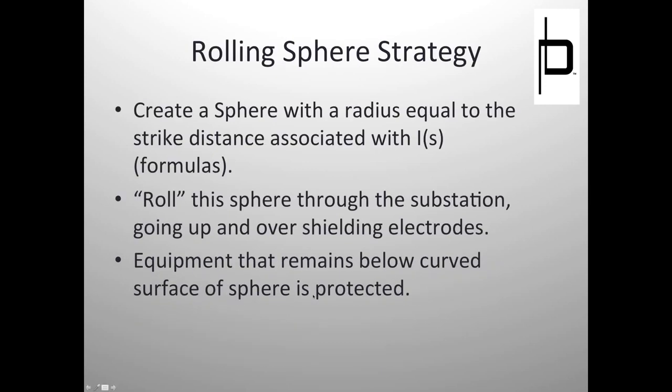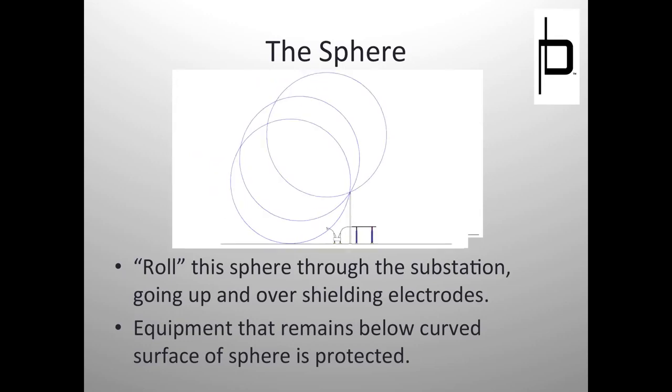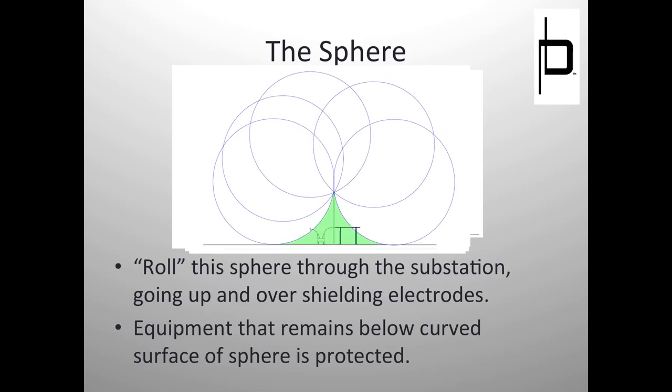All right, and equipment that remains below the surface of the sphere is protected. So let me show you. That'll make sense. So in this example, we have a sphere that we've defined, and we're rolling it from the left. Now, it's okay to strike the ground, so we roll it on the ground. We're rolling it in from the left of this picture, and we hit this mast. When we hit this mast, again, this mast is safe to strike. We want it to strike. So we're going to go up and over the mast, okay?